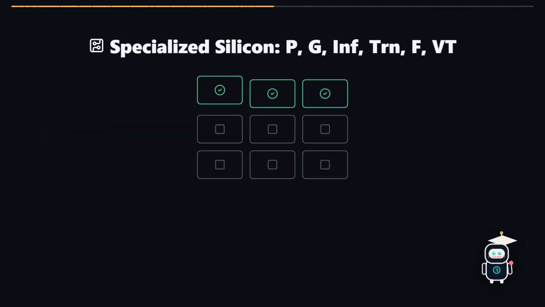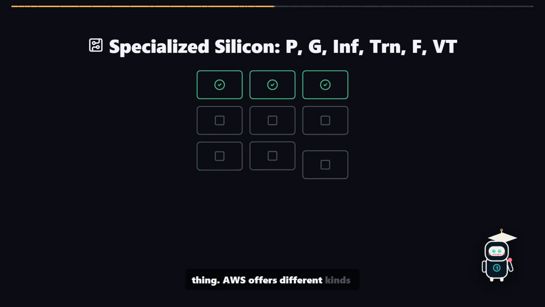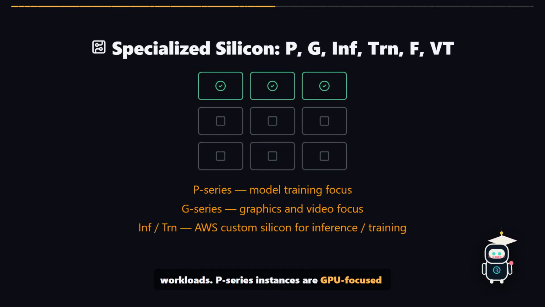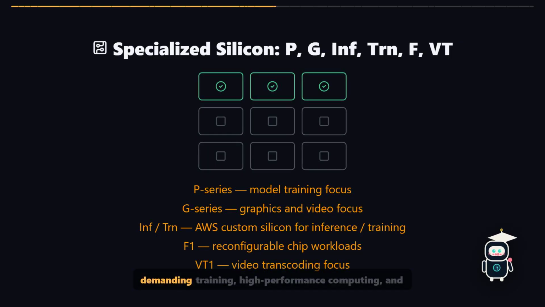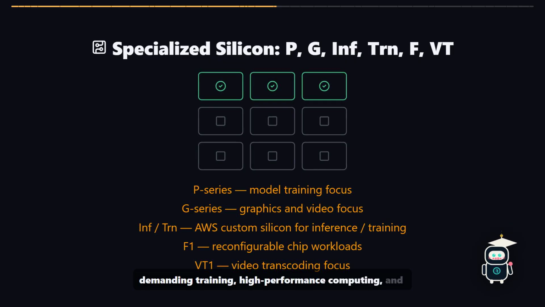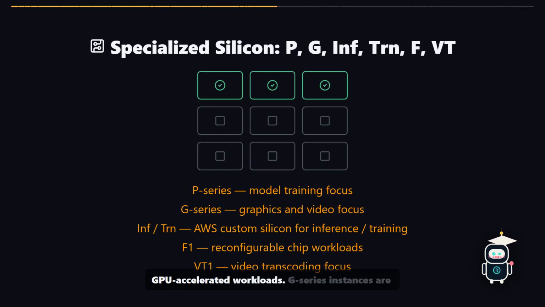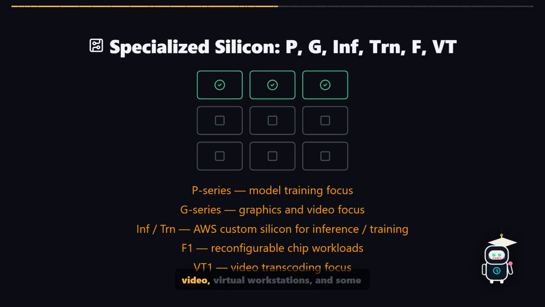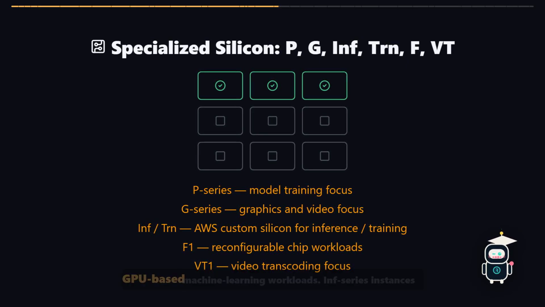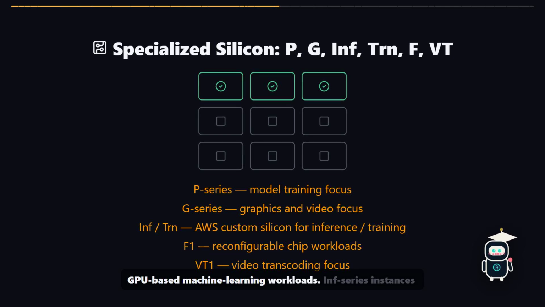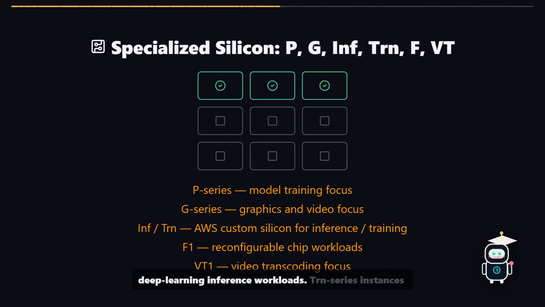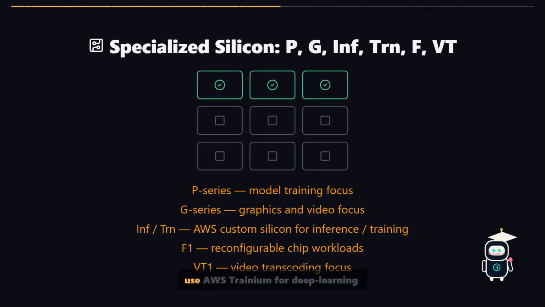Accelerated computing is not one thing. AWS offers different kinds of specialized hardware for different workloads. P-series instances are GPU-focused and are often evaluated for demanding training, high-performance computing, and GPU-accelerated workloads. G-series instances are commonly associated with graphics, visualization, video, virtual workstations, and some GPU-based machine learning workloads. Inf-series instances use AWS Inferentia for supported deep learning inference workloads. Trn-series instances use AWS Trainium for deep learning training workloads.